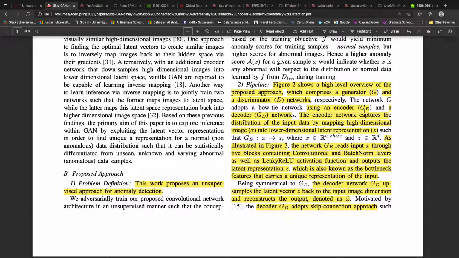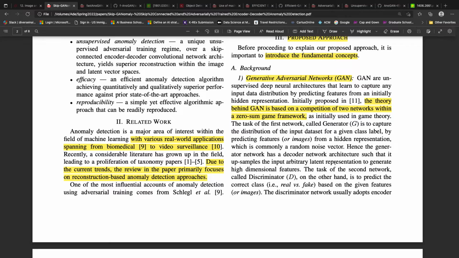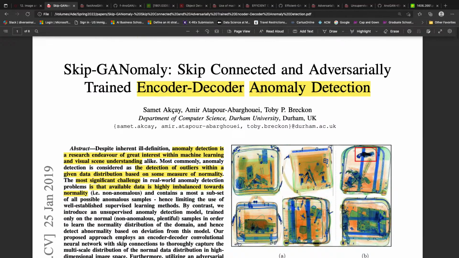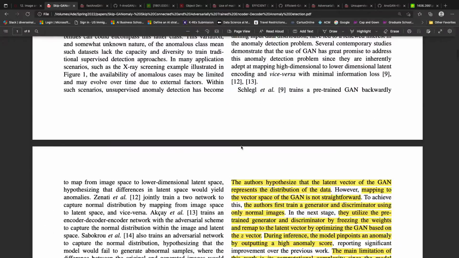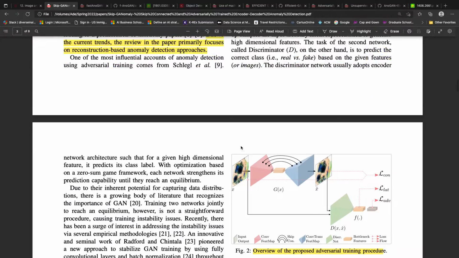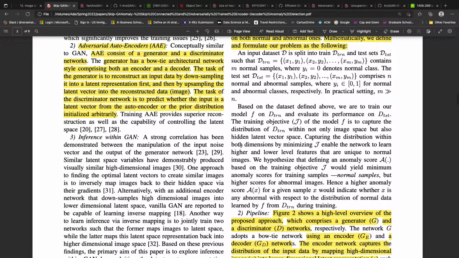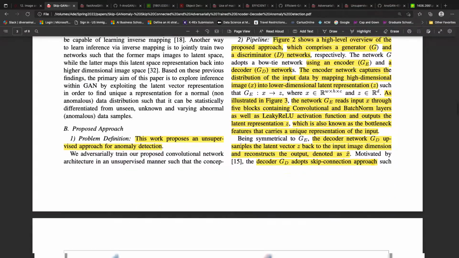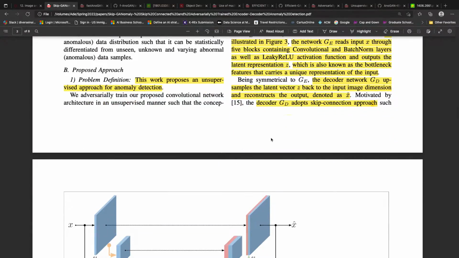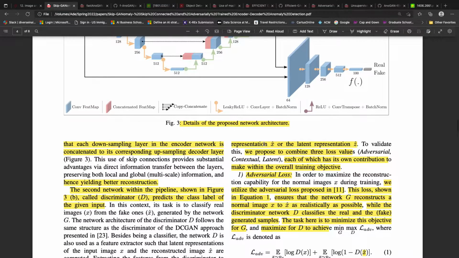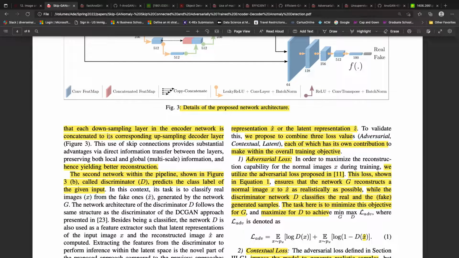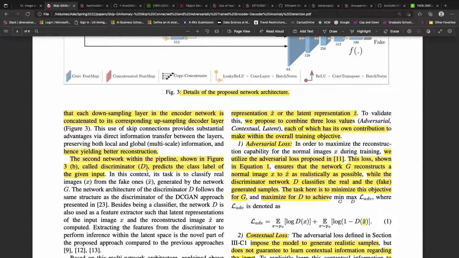Channel. So we continue the discussion of this paper, which is based on anomaly detection, the Skip-GANomaly. Now in this session we'll be looking at the third component of the pipeline, which is the discriminator. Now we'll look at the generator, which consists of the encoder and decoder. Now we have the discriminator.